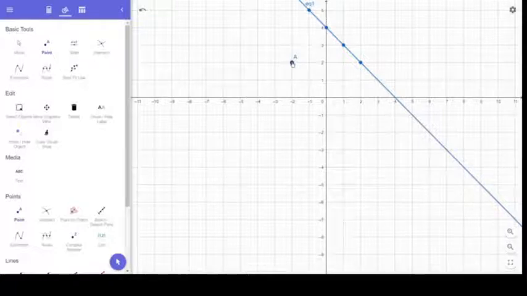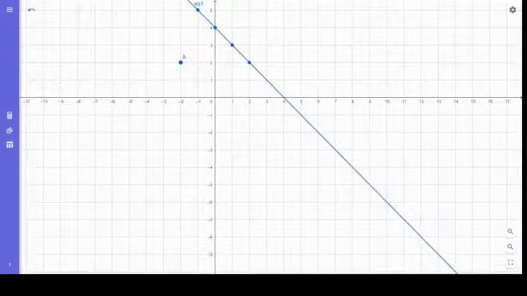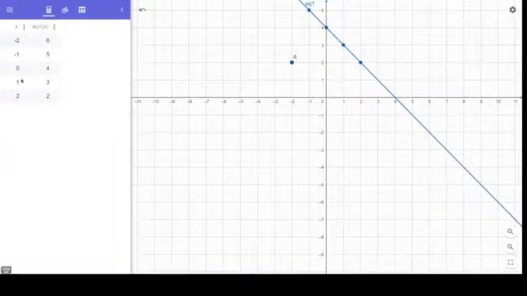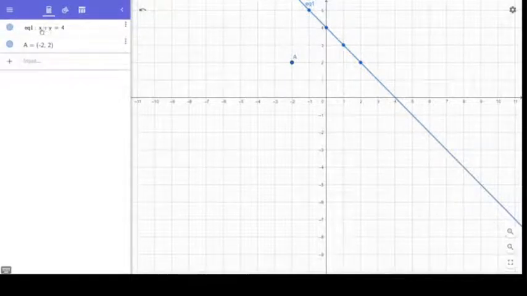No, it is not lying on the line. So if I take minus 2 comma 2 and put the value in this equation, what will happen? It does not satisfy. All the points on the line are solutions. They satisfy this equation x plus y equal to 4.